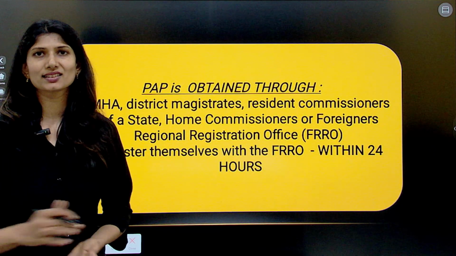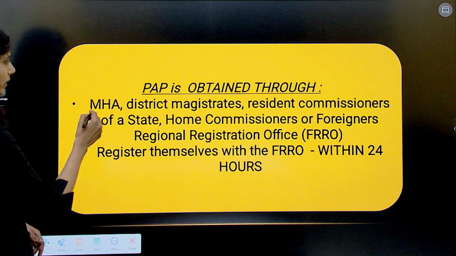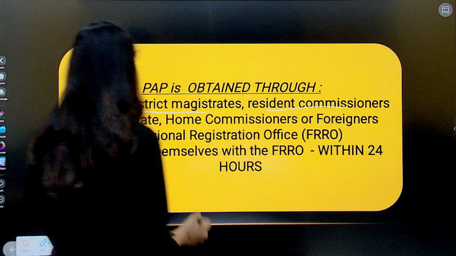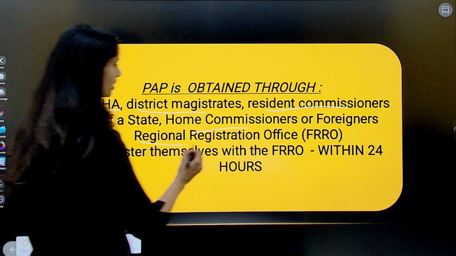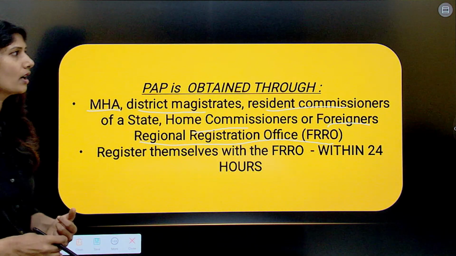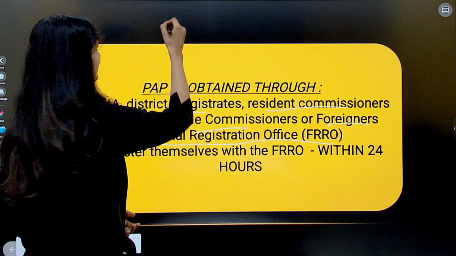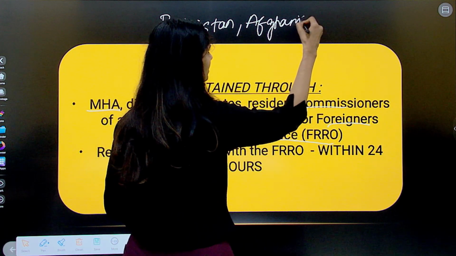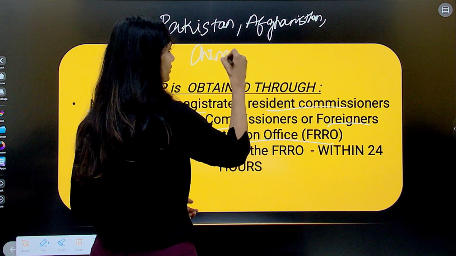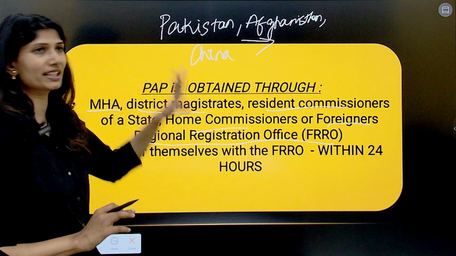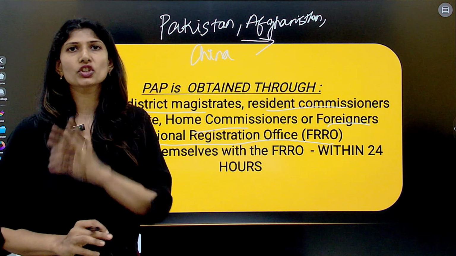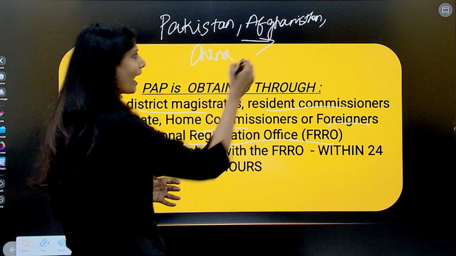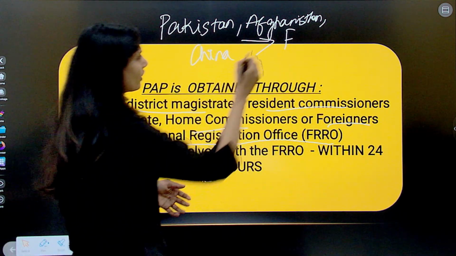How can we obtain this protected area permit? That is through either the Ministry of Home Affairs or any other body that it designates: district magistrates, resident commissioners, home commissioner, or the Foreigners Regional Registration Office, the FRRO. India has had one provision where citizens from Pakistan, Afghanistan, and China, if they are to enter any of these states, need prior permission of the Ministry of Home Affairs. And within 24 hours of entry into the states, they have to register themselves in the FRRO.